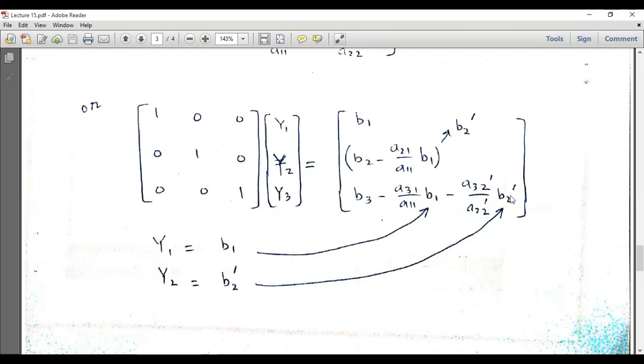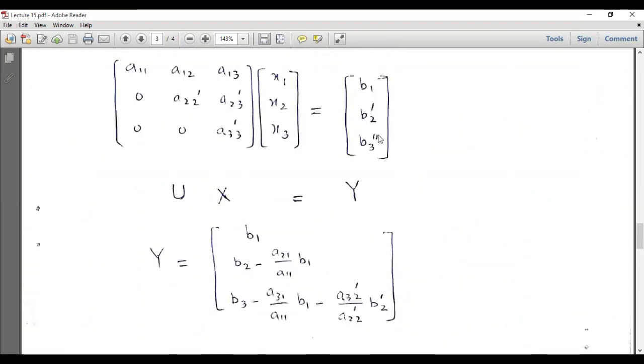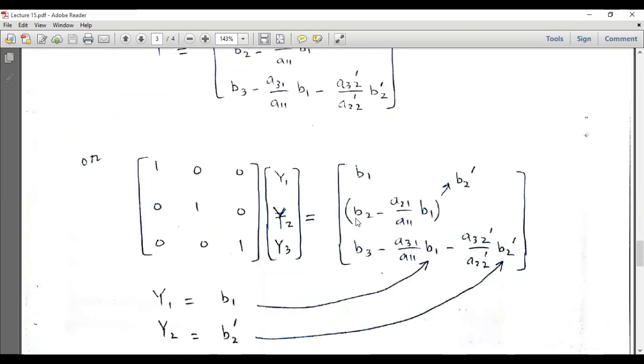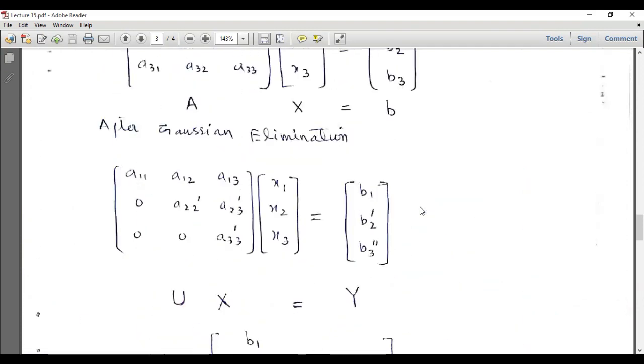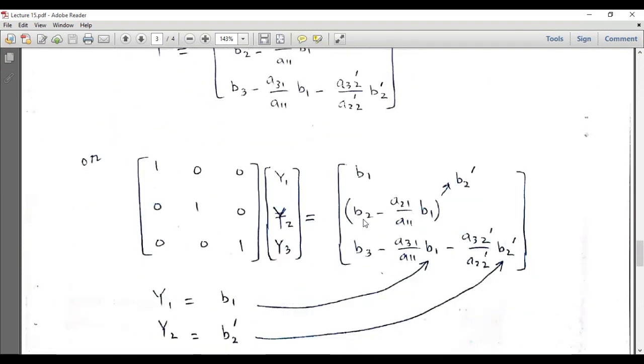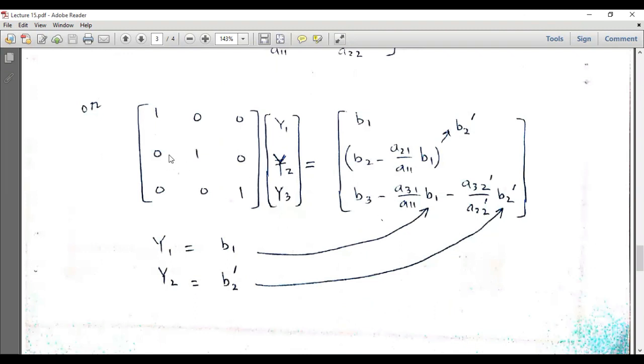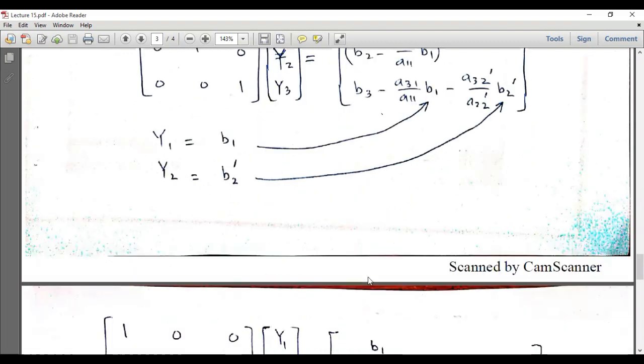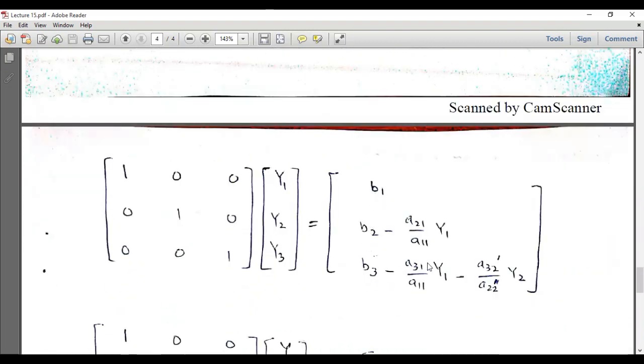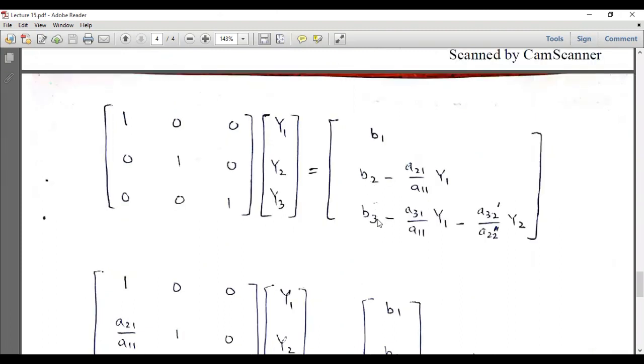And I can write Y2 over here in place of B2 dash, because this second entry is B2 dash, and this B2 dash is equal to Y2. So in place of B2 dash over here, I will write Y2, I will write Y1 over here, and I will write Y1 over here. I won't change these entries. So these entries will become like this: B1, B2, B3, Y1, Y1, and Y2.